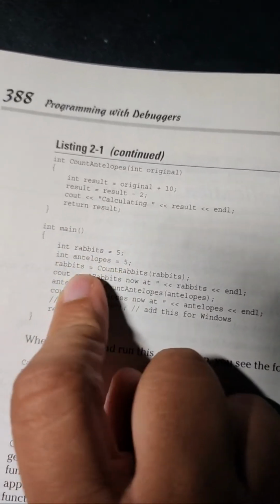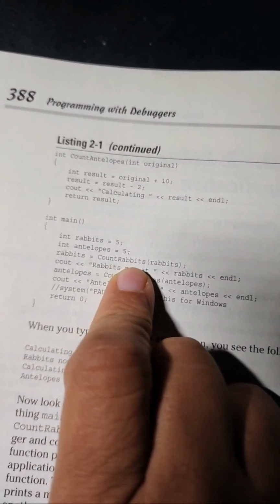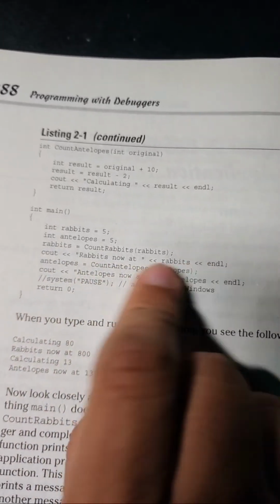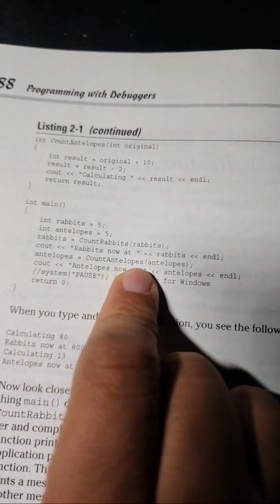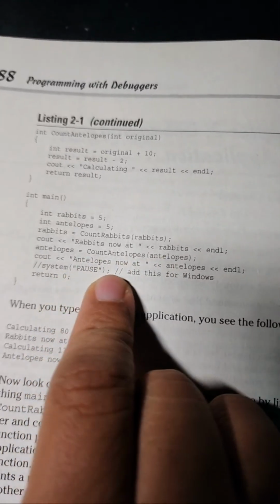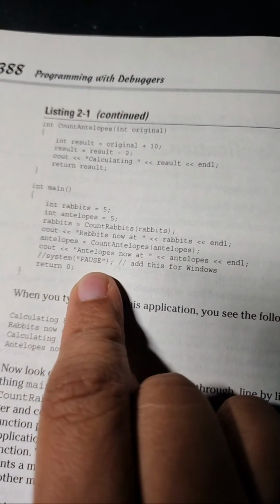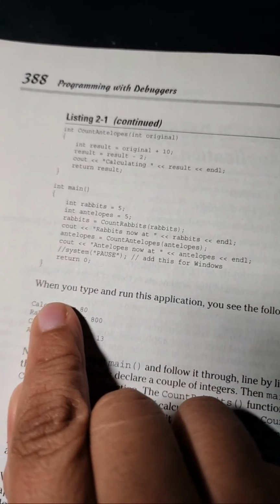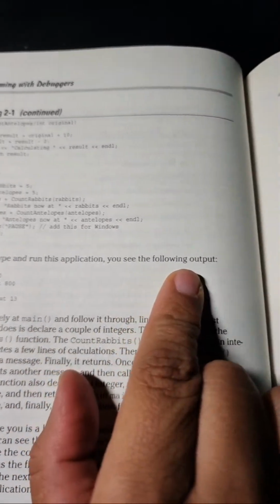int antelopes = 5. rabbits = count_rabbits. cout << rabbits, now add rabbits in line. antelopes = count_antelopes. cout << antelopes, now add antelopes in line. system("pause"), add this for Windows. return 0. When you type and run this application, you see the following output.